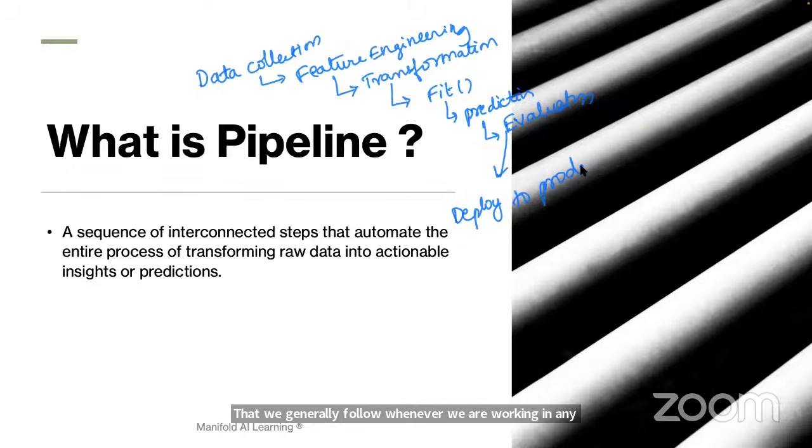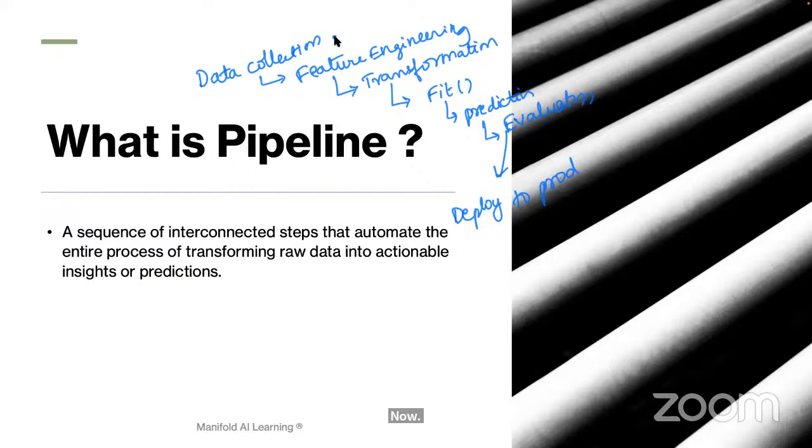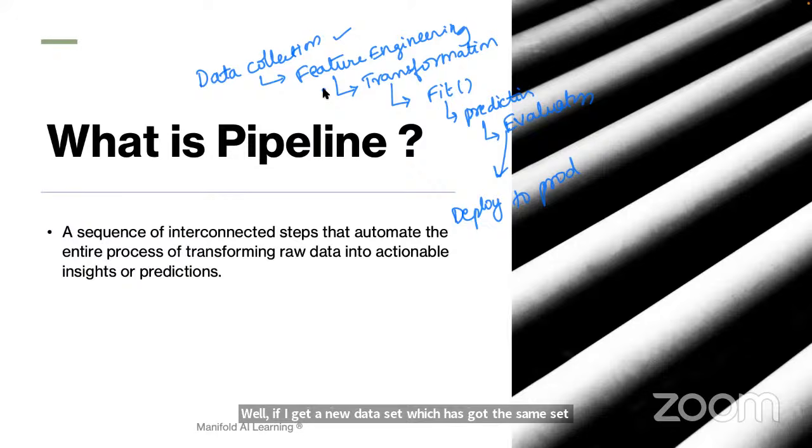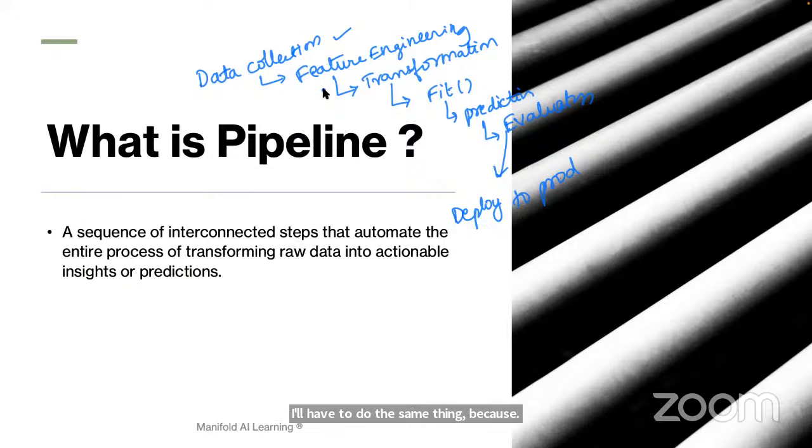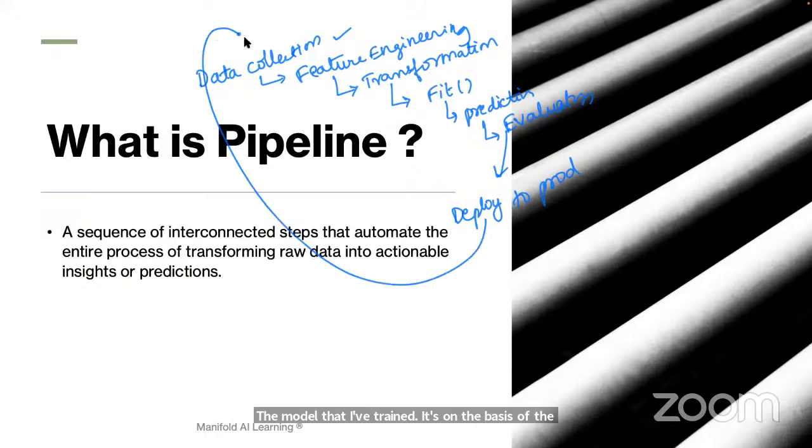Now, what happens if I change something in the data? What happens if I get a new data set? Well, if I get a new data set which has the same set of features, then I'll have to do the same thing, because the model that I have trained is on the basis of the data that I have got. If I get additional data, then I'll also have to again perform all these steps in a sequential manner.